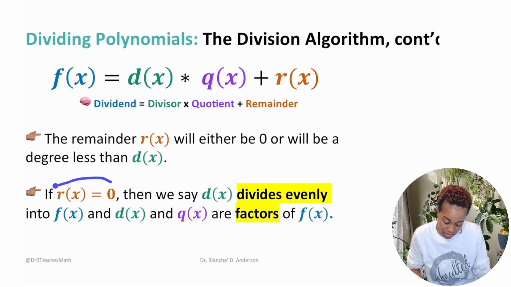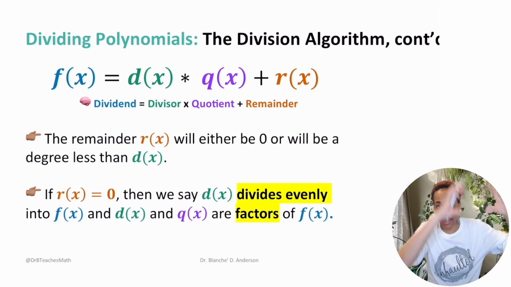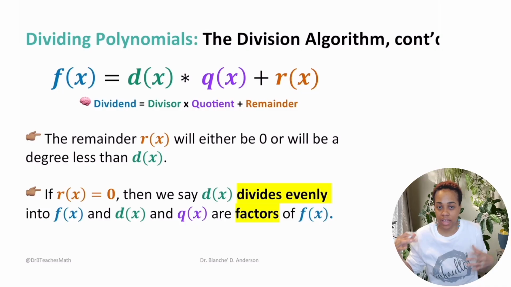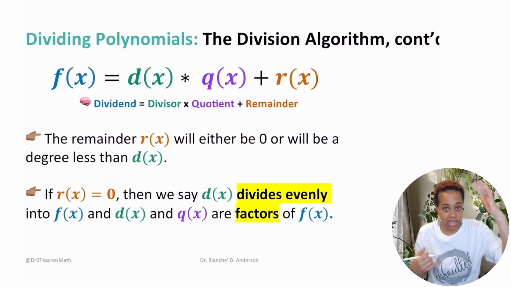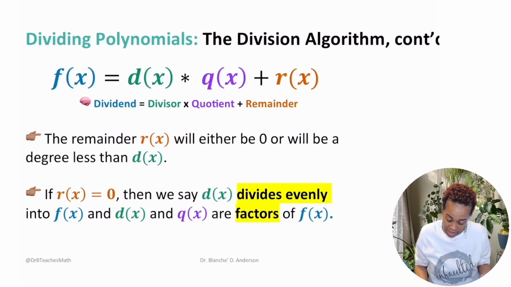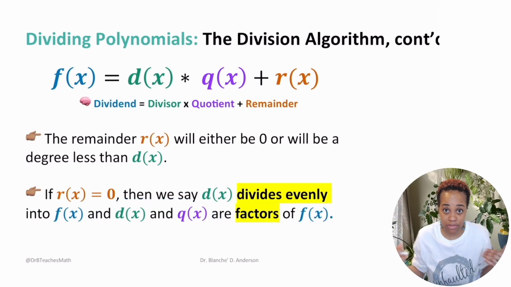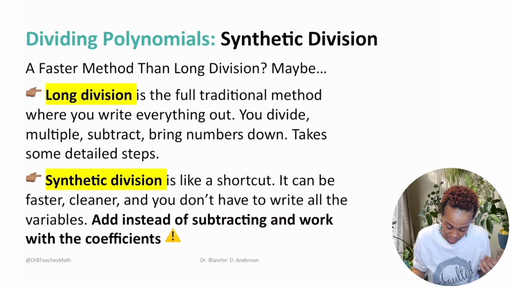If the remainder is equal to 0, then you would say, okay, the divisor divides evenly into f of x, meaning that polynomial divides the bigger polynomial that you were trying to divide. It just means it divides it evenly. Just like how 2 divides 4 evenly, you're saying the same thing. This polynomial divides this polynomial evenly, and that means that the two polynomials that you multiply together are factors of f of x, which is what we established at the very beginning, okay? At any time you can ask questions. I want to make sure it makes sense.